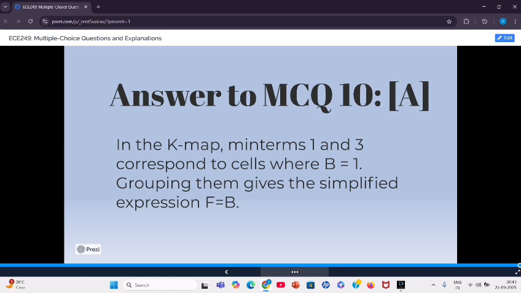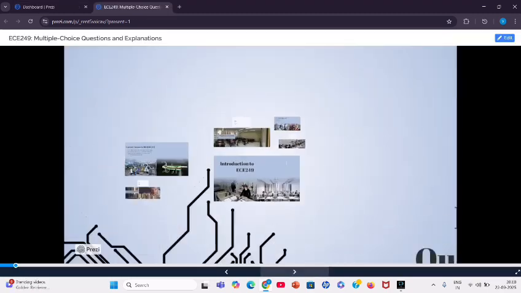In the K map, minterms are 1 and 3, corresponding to cells where B is equal to 1, whereas A is changing between 0 and 1, but B remains the same, which is equal to 1. Grouping them gives the simplified expression, F is equal to B.